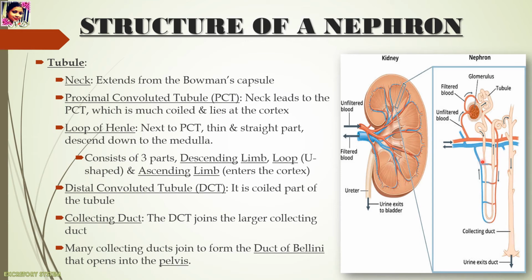It has three parts. One is the descending limb, one is the U-shaped loop, and the last one is the ascending limb, which enters the cortical region. Then comes the distal convoluted tubule or DCT, which again is the coiled part of the tubule. Many distal convoluted tubules join and continue to the collecting duct. Many collecting ducts join to form the duct of Bellini that opens into the pelvis of the kidney.